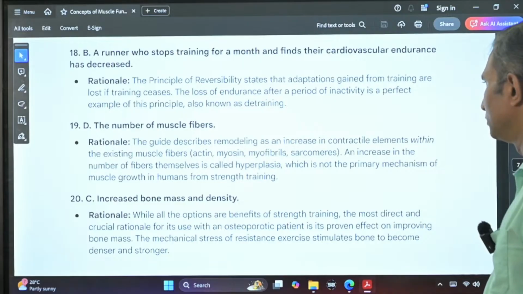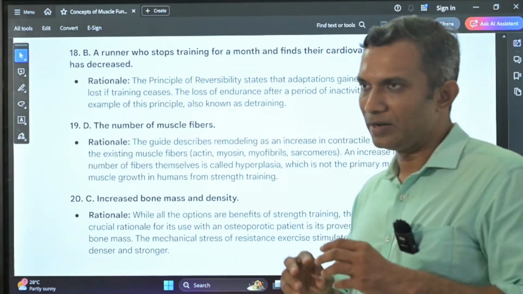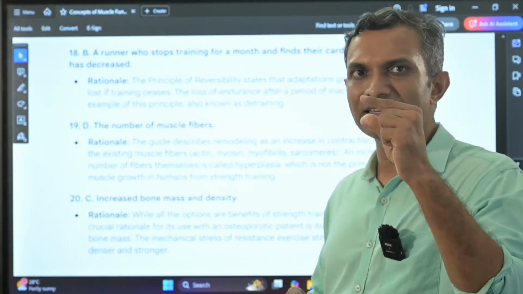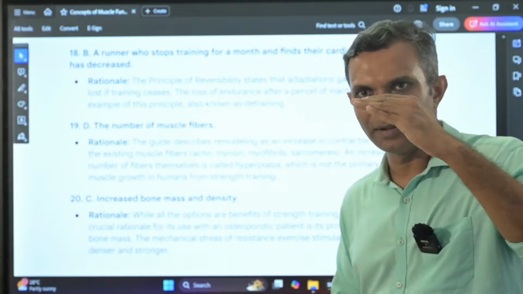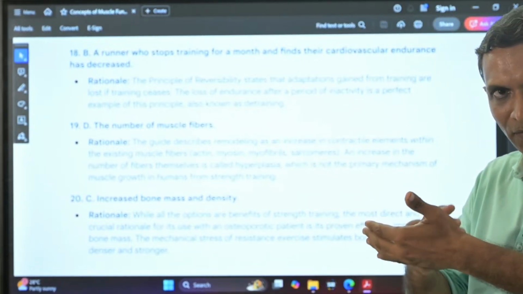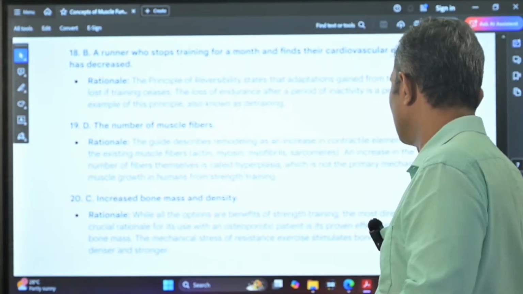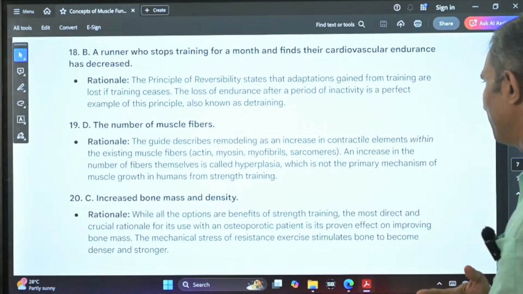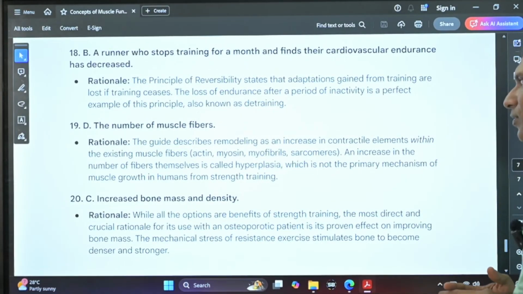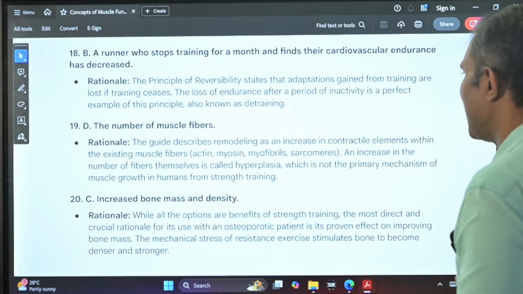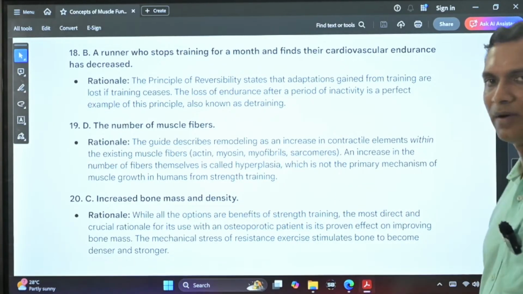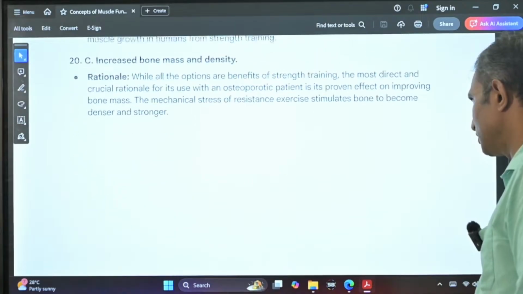Okay, so what we have to understand is that whenever we are seeing an increase in muscle size, it's not actually the number of muscle fibers but the individual components of the muscle fibers that are increasing. The increase in the number of fibers is called hyperplasia, which is not the primary mechanism of muscle growth in humans from strength training. So that is 19D. And 20, C. With osteoporosis, increased bone mass and density is the correct choice.